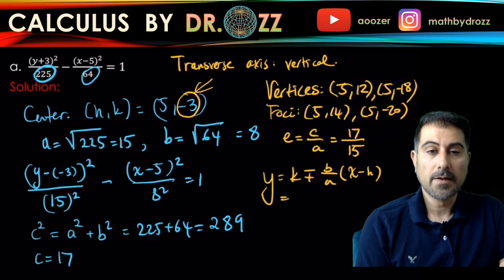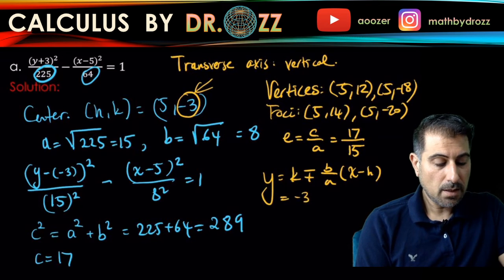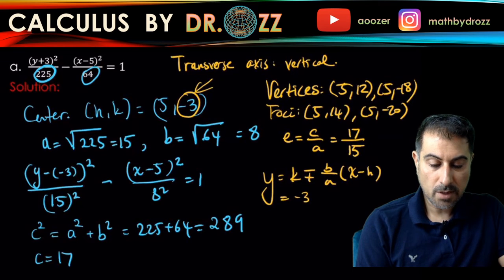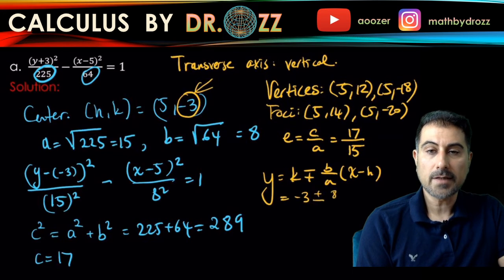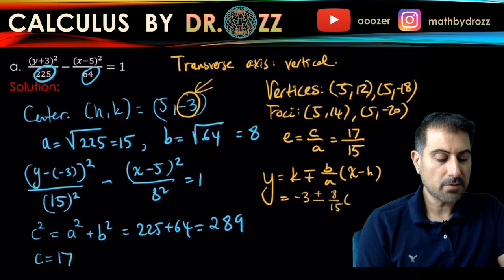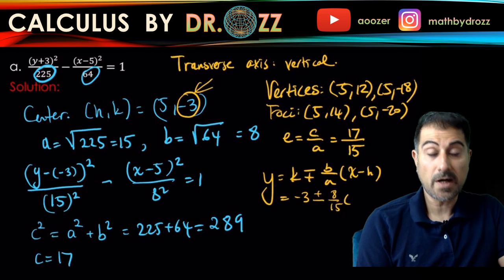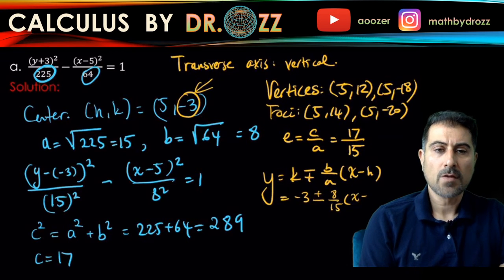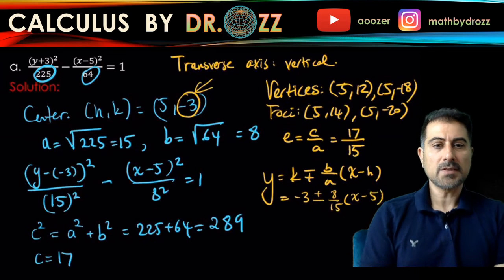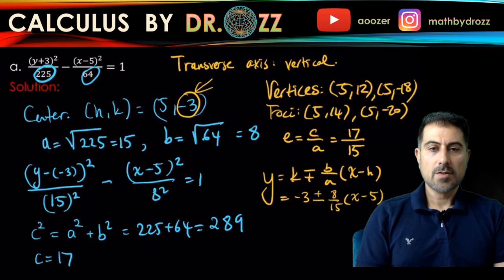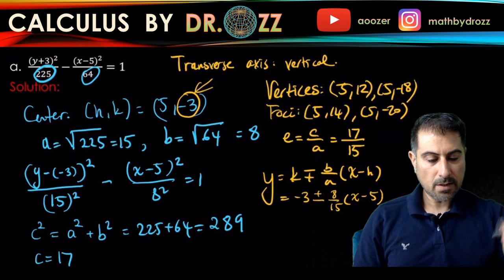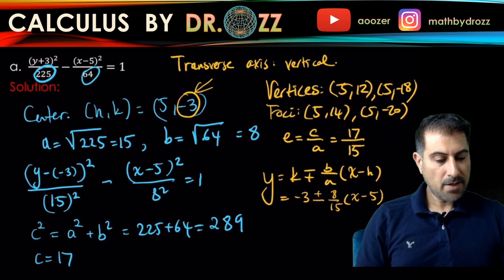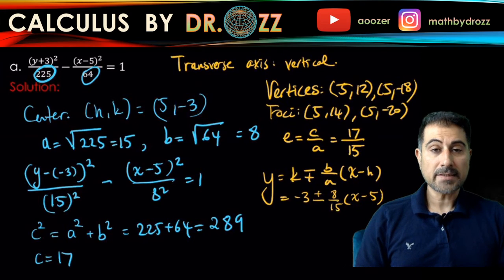So -3, that's our k, the y coordinate at the center. Plus minus b over a, so 8 over 15, times x minus h, the x coordinate of the center, which is just 5. So we have two asymptotes. One comes with the plus sign, the other one comes with the minus sign. So I think that's all it is in terms of finding the vertices, foci, eccentricity, and asymptotes.